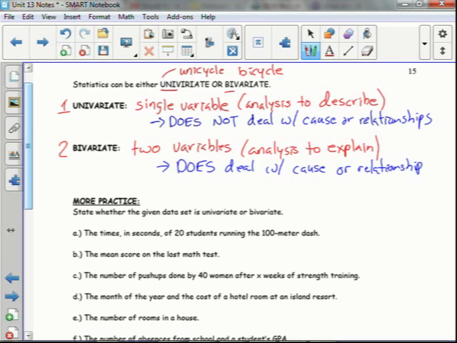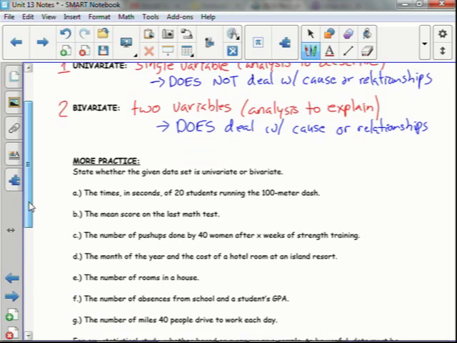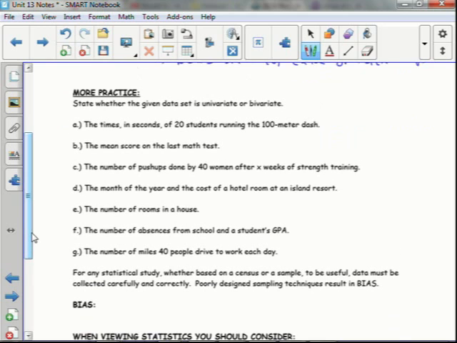So univariate, again, one variable. Bivariate is going to be 2 variables. So we're just going to look at a couple of these. The times in seconds of 20 students running the 100-meter dash. Well, all we're looking at is their times. All right, and so that is a univariate.